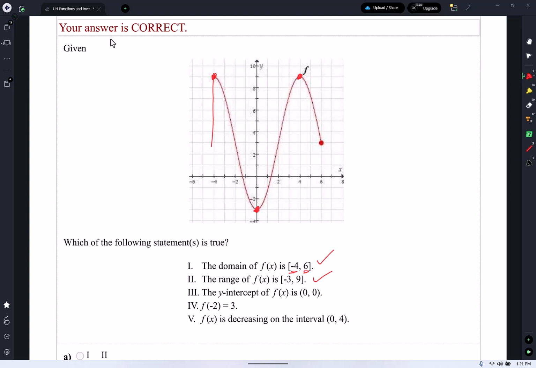The next one: the y-intercept of f of x is 0, 0. There's an ordered pair, that is an x comma y. So does it look like I go through the origin? Nope, I go through 0, negative 3. That's a lie. Out.